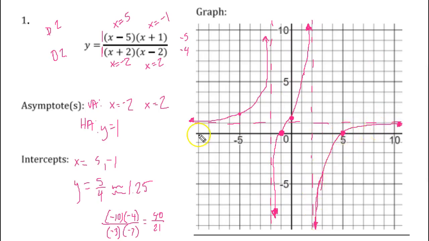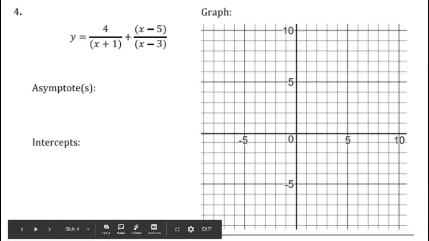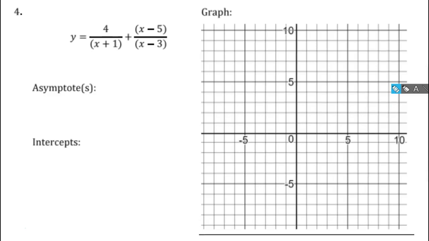So concentrate on your key features. Many times your key features will give you everything you need. In this case, we needed one more point to help us out to figure out what was going on this side. And so we just substituted some x value from that area of the graph so that we could figure out which side of that horizontal asymptote we were supposed to be on. And then we were able to get the picture of our graph. Let's take a look at the next graph.